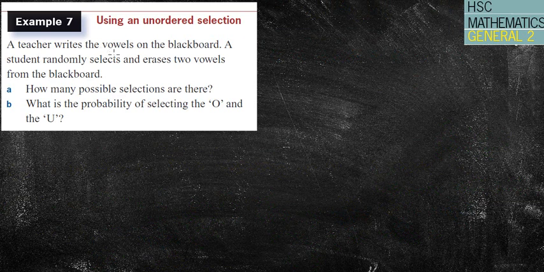A teacher writes the vowels on the blackboard. A student randomly selects and erases 2 vowels from the blackboard. So we've got A, E, I, O, and U. So we've got our 5 vowels there. And it says here that a student randomly selects and erases 2 vowels from the blackboard. For example, those 2, just for example.